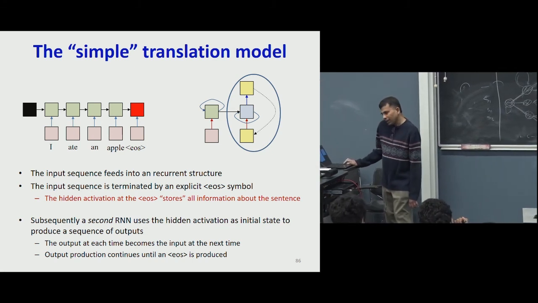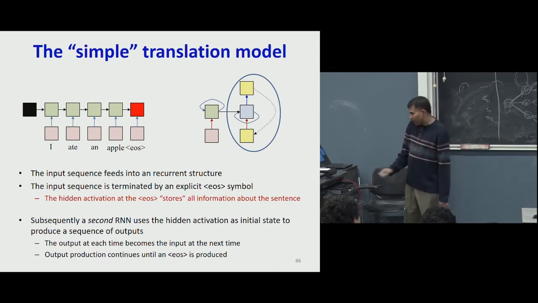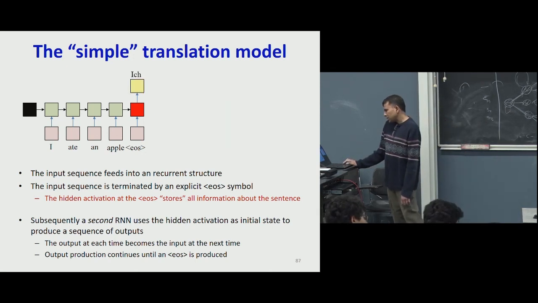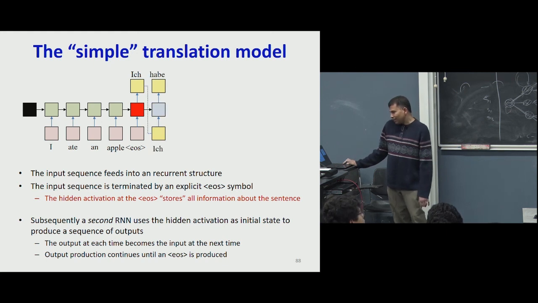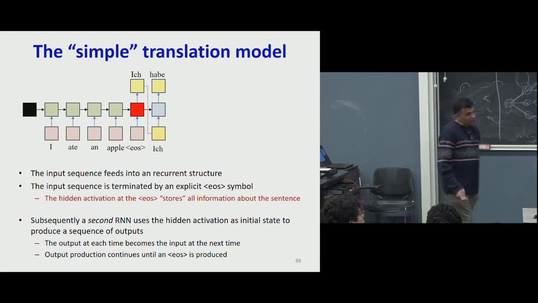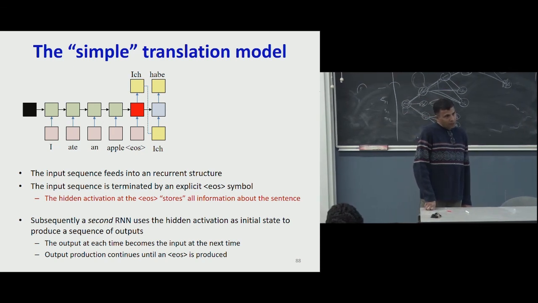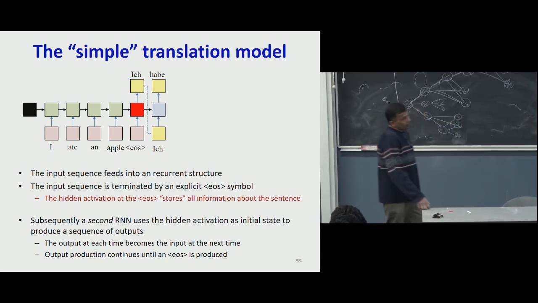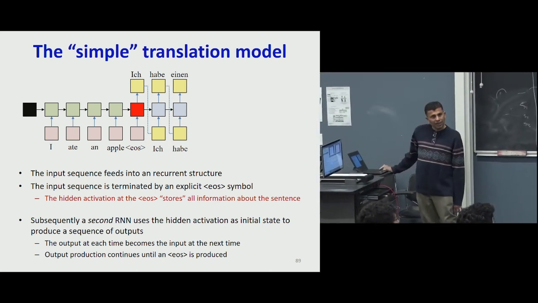So here's what you do. You would actually use the hidden values in the red state initially, and based on that, you would compute a probability distribution from which you draw a word. And then this word that was generated and the hidden state are going to go back into the network. You get a new probability distribution, and from that you would draw another word. And then that is going to go back in, and so on.